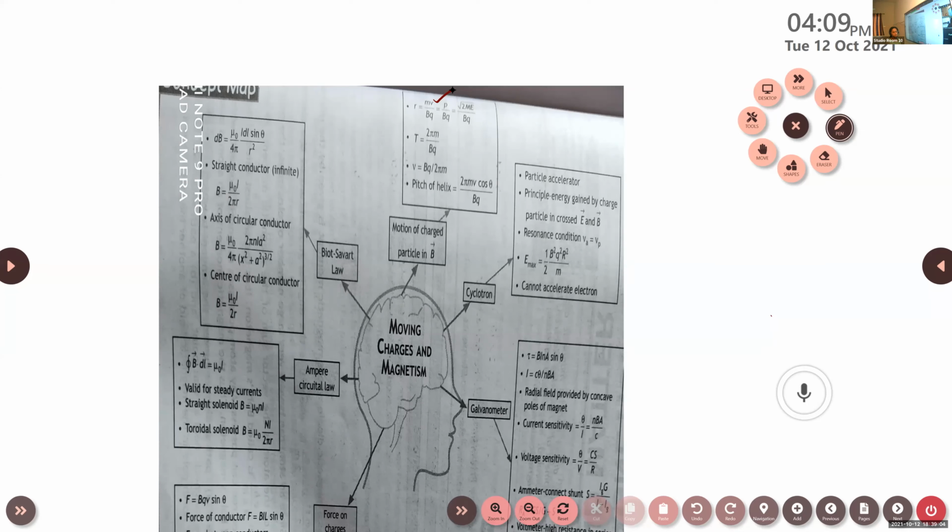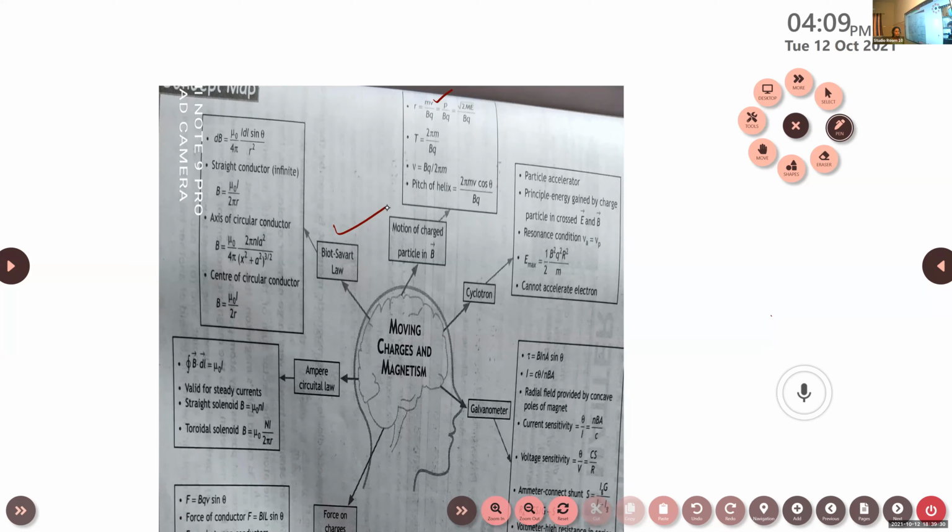Did I take the portion pitch of the helix here in this class? Pitch of the helix. Okay, all right. And we will discuss Biot-Savart's law. Could you please state the Biot-Savart's law? Any idea about Biot-Savart's law?